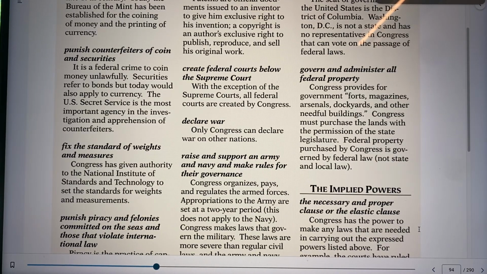So, also to punish counterfeiters, those that are making money unlawfully, counterfeiting money, to punish them. And they have developed the U.S. Secret Service to investigate these counterfeiters. Number 7, to fix the standard of weights and measurements. So Congress is given authority, with the National Institute of Standards and Technology, to fix weights and standards.